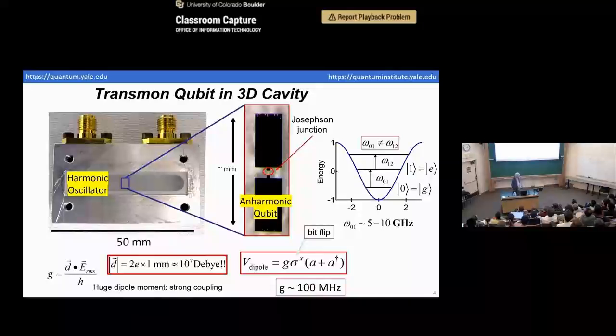Okay, so here's a picture of one half of such a cavity: two pieces of aircraft aluminum, 6061, glued together with some indium O-ring to make it superconducting. There's a piece of sapphire here, and there's the millimeter-scale little piece of aluminum evaporated on the highly insulating, low-loss sapphire.